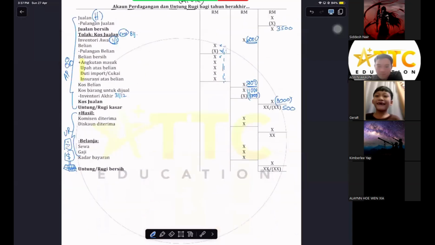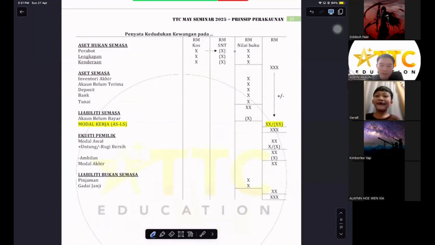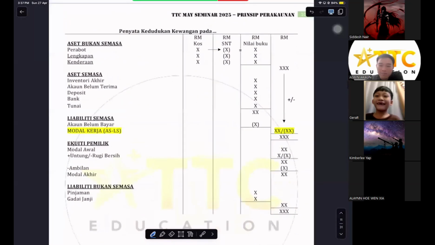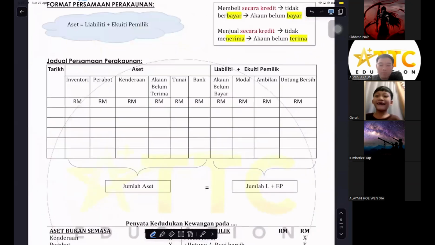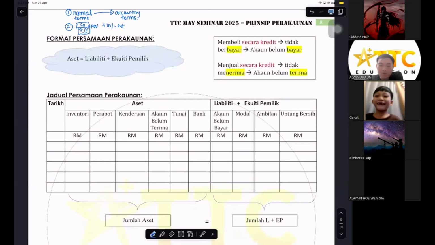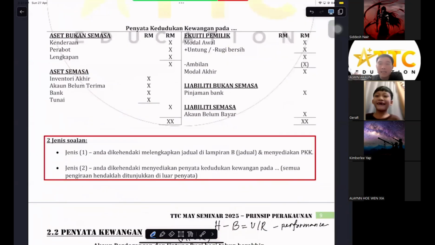Okay? Then PKK, let me tell you one secret. The penyata kedudukan kewangan for your persamaan perakaunan, when they do like this, definitely you do T format, unless they tell you to do the penyata format. But if not, normally we'll be doing T format.